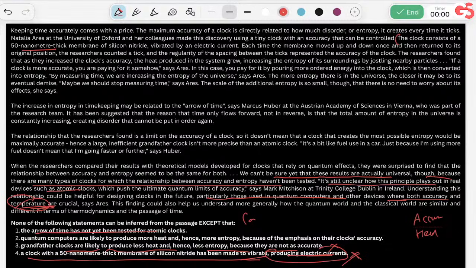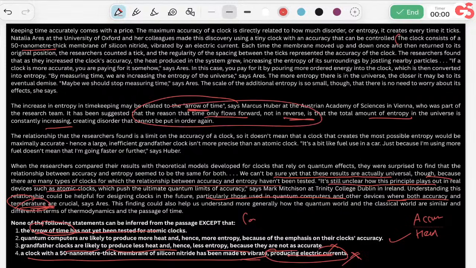ठीक है, चलो, बी ही सही है. ऑप्शन बी. I'll tell you why. Because it says the arrow of time has not been yet tested. यहाँ पे बोल रहे हैं कि arrow of time, arrow of time specifically. See, what is arrow of time? The time only flows forward, not in reverse. That is, total amount of energy in the universe is constantly increasing. This thing specifically has not been tested.